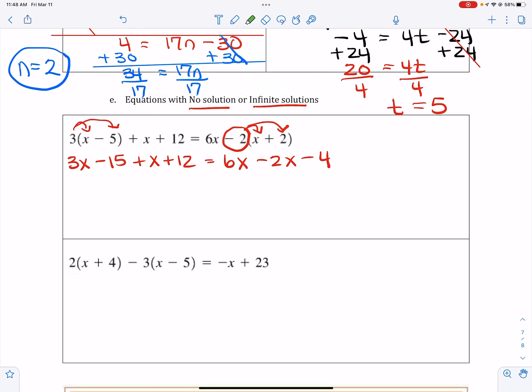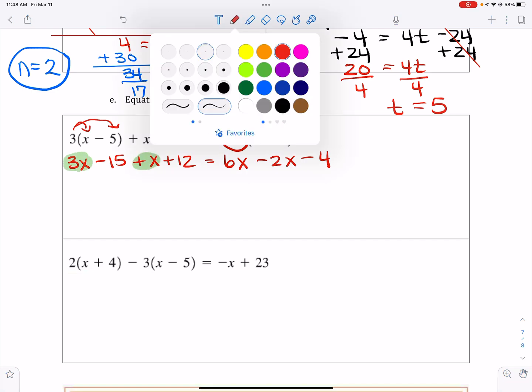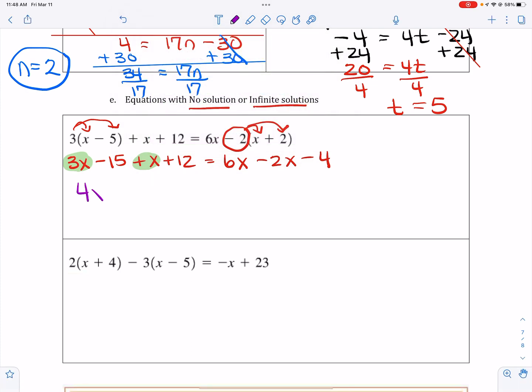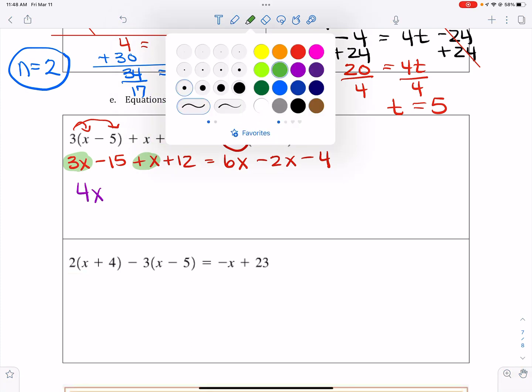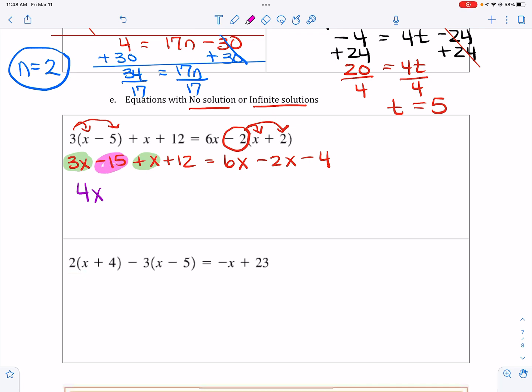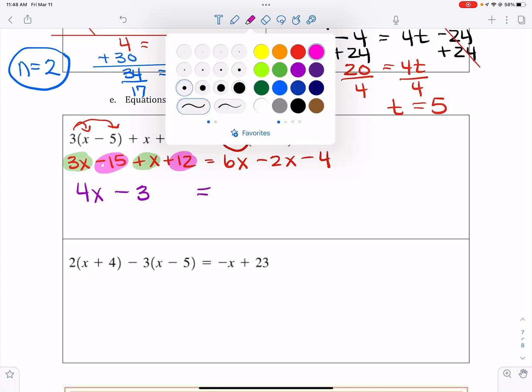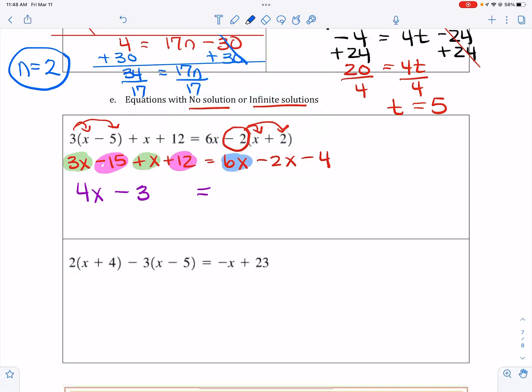Now I'm going to collect the 3 x's and the 1x on the left to make 4x, and then I'm going to collect the negative 15 and the positive 12 to make negative 3. On the right-hand side, I have a 6x minus 2x, and that gives me 4x minus 4.